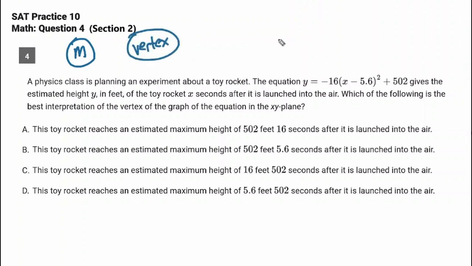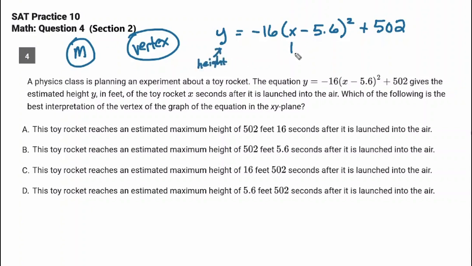It's the vertex. Let's start by rewriting the equation, and let's label what x and y are. What's y? It's the height. And what's x? It's seconds after launch. All right, I'm going to write A, B, C, D because I know I'm going to cross off. Best way to do this problem is just to go down and plug in the answer choices.